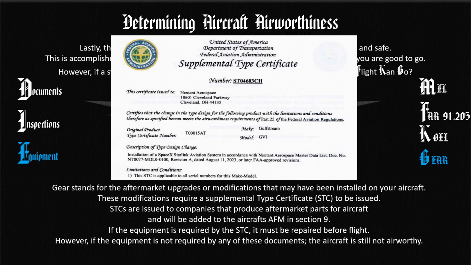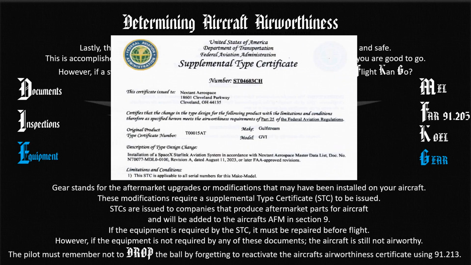However, if the equipment is not required by any of these documents, the aircraft is still not airworthy. The pilot must remember not to drop the ball by forgetting to reactivate the aircraft's airworthiness certificate using 91.213.